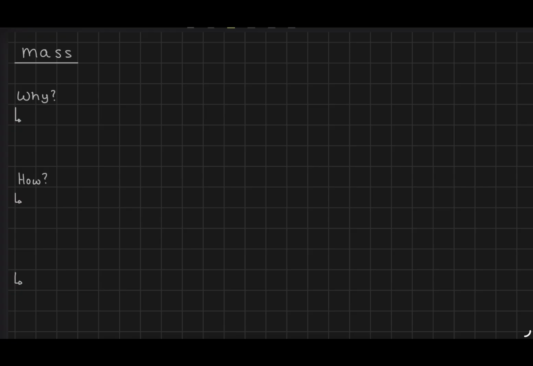Today we're going to be talking about mass calculations. I guess we don't really need to explain what mass is. Well, mass is mass, to put it simply. We don't really need to explain too much there, but why are we doing this?